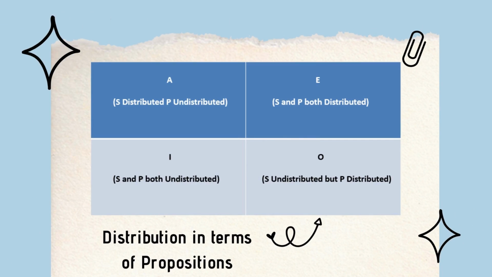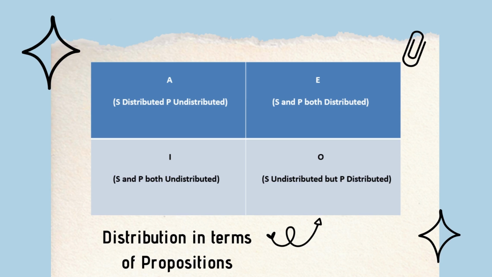But in the E type, which is universal negative, the subject and predicate both will be distributed. Whereas in the I type, which we call particular affirmative, the subject and predicate both will be undistributed. If you look into the O type, particular negative, the subject will be undistributed, but the predicate will be distributed.